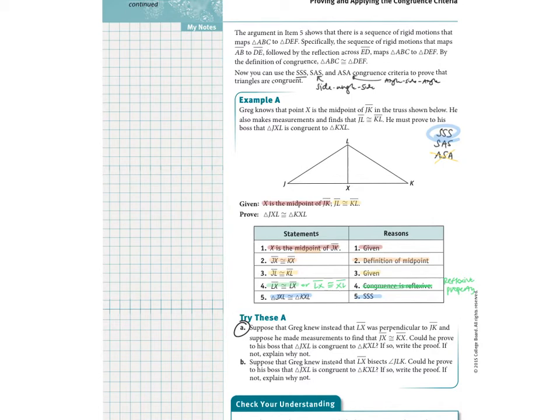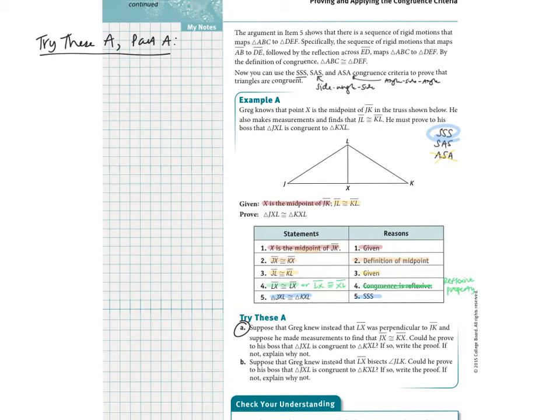Now, the proof that we just did that was given to us was 5 steps. We're now going to go ahead and try a 6-step proof. The reason I want you to try to explore this is because your homework for tonight for Miss Graham's class is going to be to try 3 different proofs using our triangle congruence ideas. So we're going to start looking at the Try These A, part A.